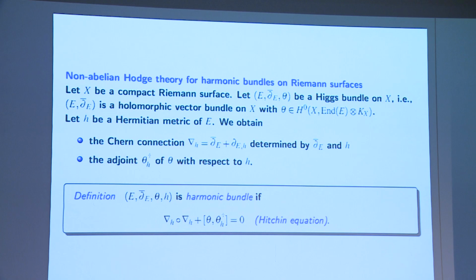When we are given a Hermitian metric of the vector bundle, we obtain the Chern connection, which is a unitary connection whose del 0,1 part is equal to the given holomorphic structure. We also have the adjoint of the Higgs field with respect to the metric. Then the Higgs bundle with the metric is called a harmonic bundle if the Hitchin equation is satisfied, which means the sum of the curvature of the Chern connection and the bracket of the Higgs field and its adjoint is zero. This equation was discovered by Professor Hitchin as the dimensional reduction of instantons.